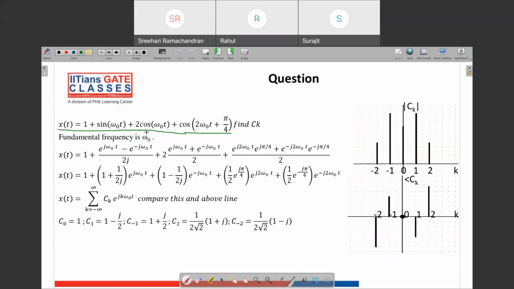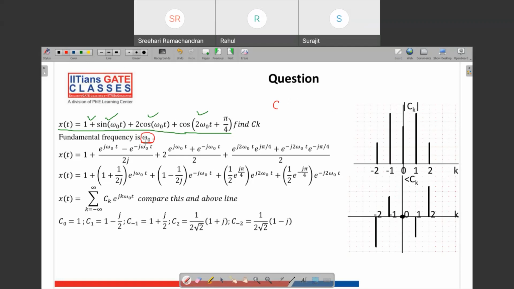So let's say we have this signal, and for this signal we want to find the ck. There are two ways to find the ck. One is to use the formula of the ck. Whenever you see this kind of signal where you have some constant plus some sine, cos terms, instead of going through the method where we use ck equal to 1 by T and then all those integrations, what you can do is just find out the fundamental time period, or the fundamental frequency. In this case when you calculate you will get omega naught; that will be the fundamental frequency.